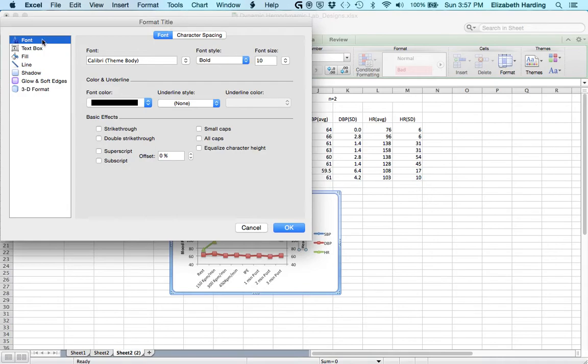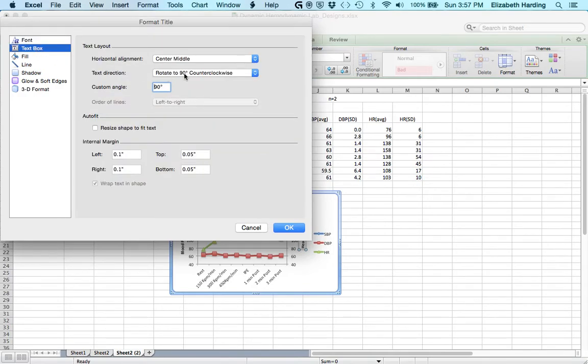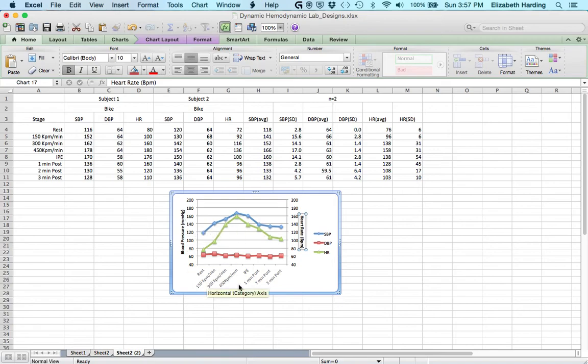So in the format title, I'm going to hit text box and click rotate to 90 degrees clockwise, and that should make for a very nice graph. All right, so you can see we have 3 graphs, same charts, and now you can really put together a story here.